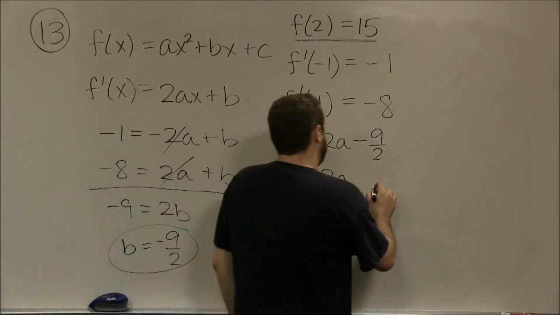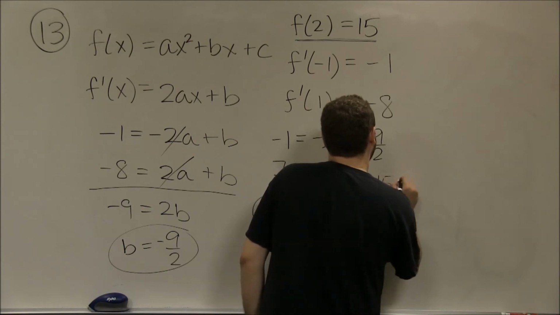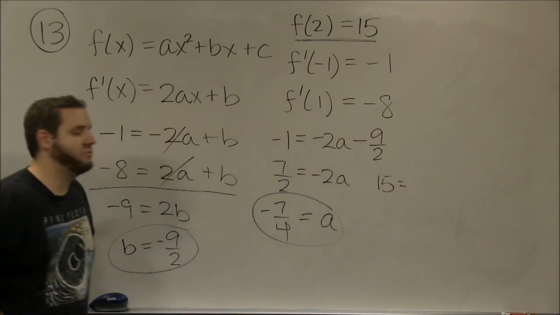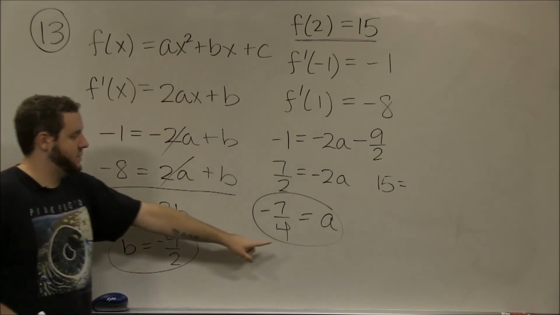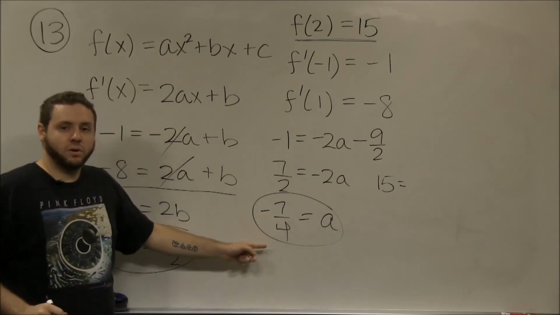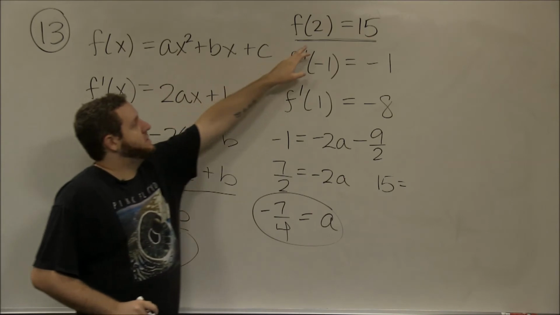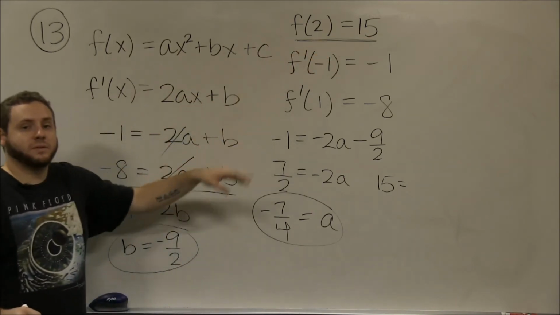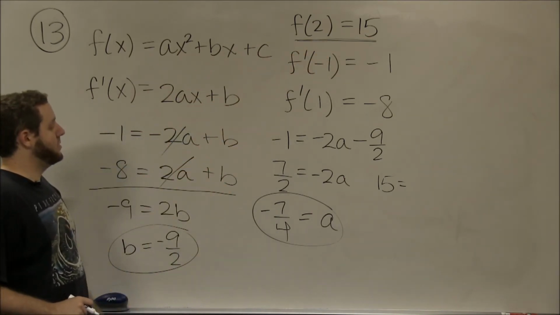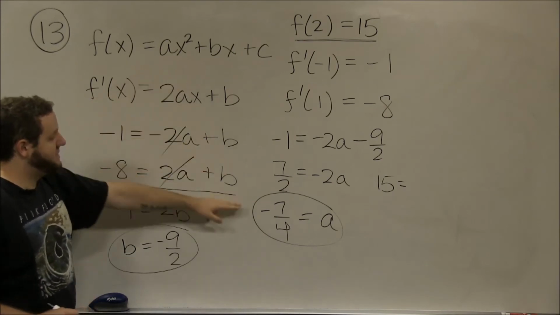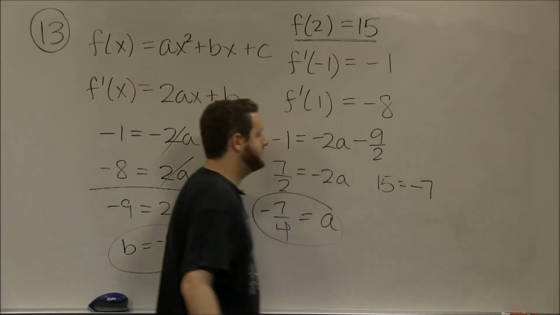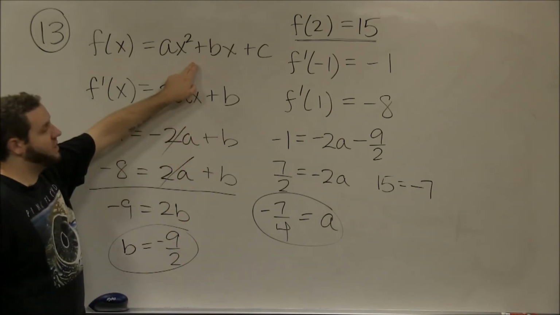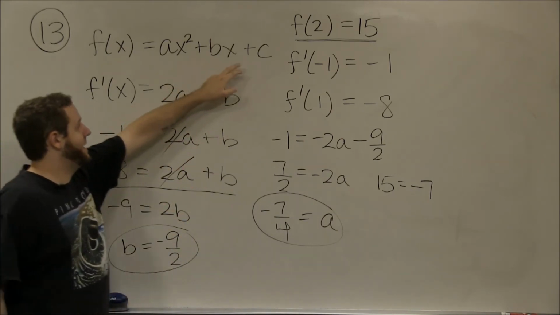So if we do that, that means 15 has to equal, because our whole function has to equal 15, ax squared. So a is -7 over 4, and x we know is 2. We're plugging in 2 throughout this whole thing, which would be 4. So we get 4 times -7 over 4. So that would be -7. Plus bx, again x is 2.